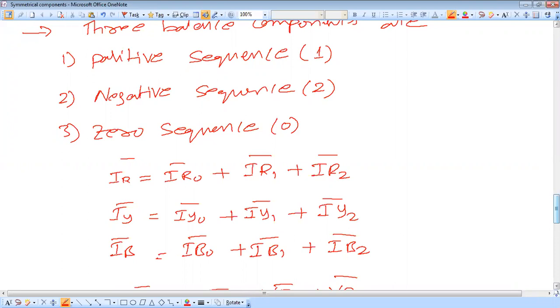Here IR, IY and IB are the unbalanced quantities. We write these unbalanced quantities in terms of symmetrical components. That is IR equals IR0 plus IR1 plus IR2. Similarly for IY, IY0 plus IY1 plus IY2. IB we can write as IB0 plus IB1 plus IB2.